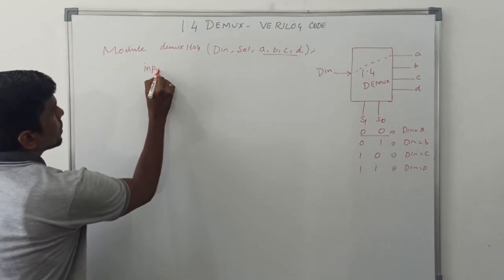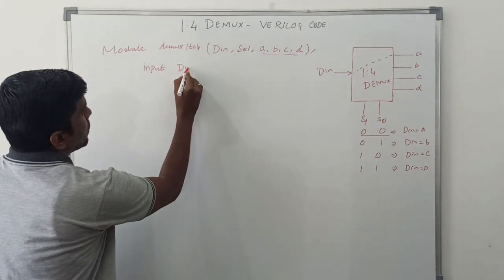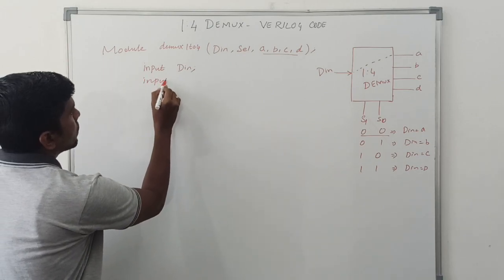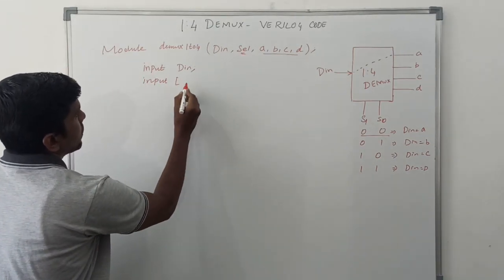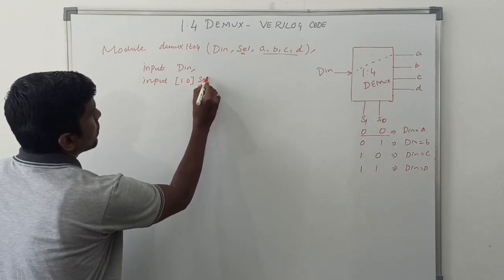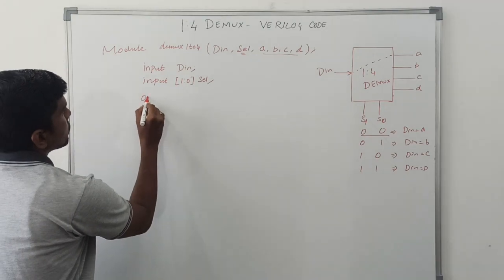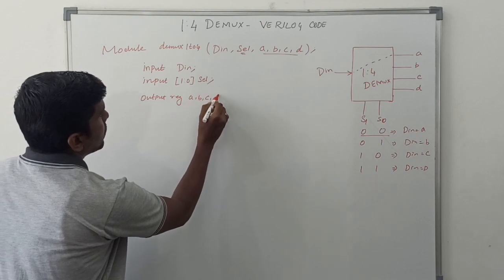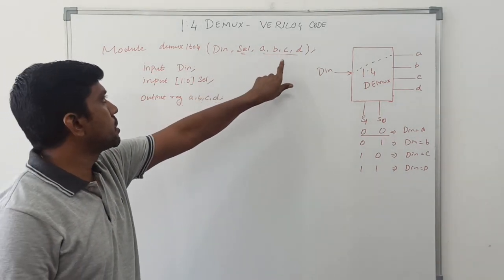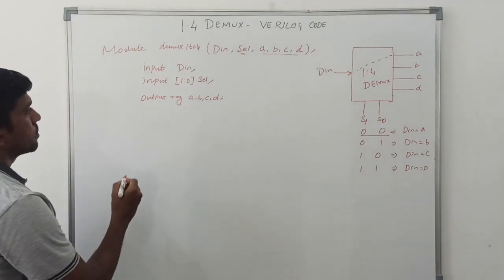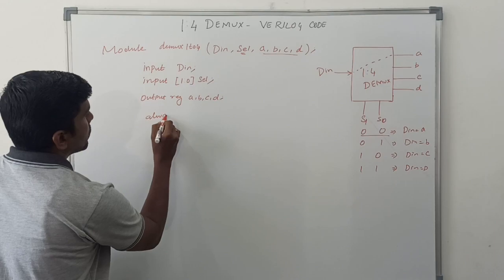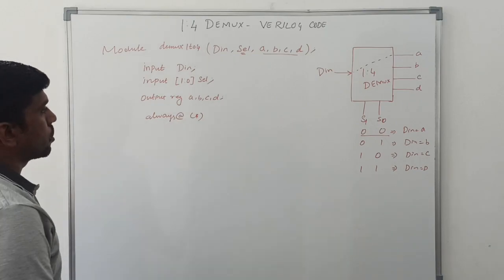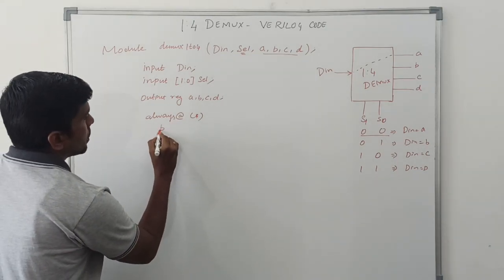Now come to the declaration part. Input D in, so data in is the input, and another input, the selection line, represented in vector format [1:0] SEL. Then output reg A comma B comma C comma D. These four variables are the output variables declared as reg. Then always @ star. This star represents all the variables. Then always begin.